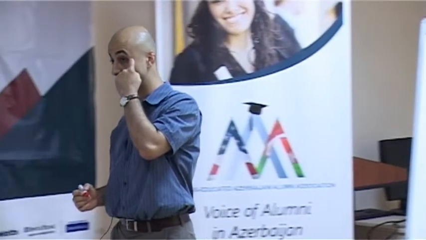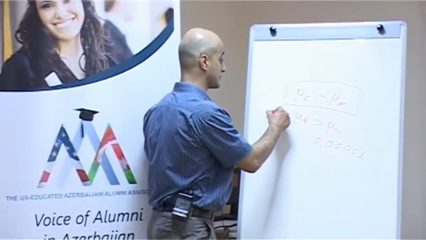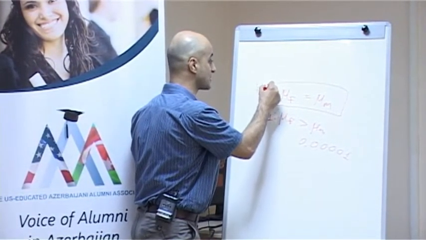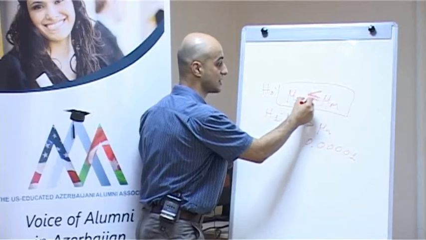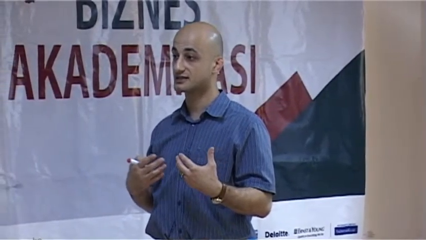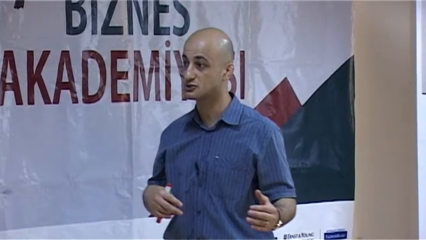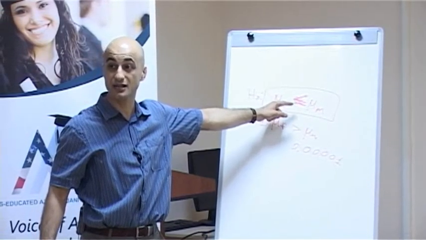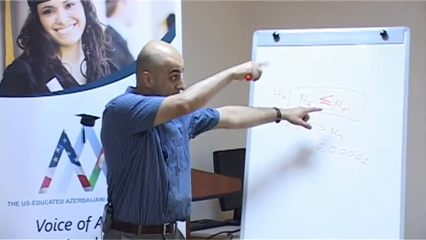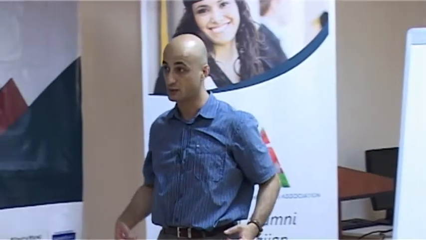In hypothesis testing, if you've taken a statistics class, this will be the alternative hypothesis. This will be the null hypothesis. Alternative hypothesis and null hypothesis are mutually exclusive, meaning that if one happens, the other one cannot happen. So when you do the test, you usually take as the null hypothesis the one which has the equality sign, because that allows you to conduct the test, to calculate the numbers. If you don't have the equality sign, you will not be able to do that.